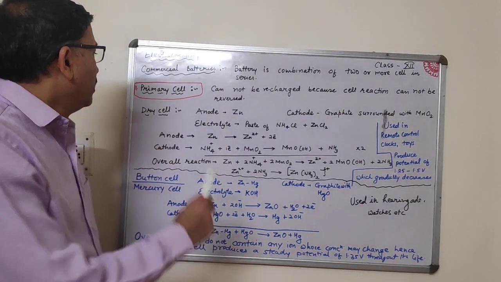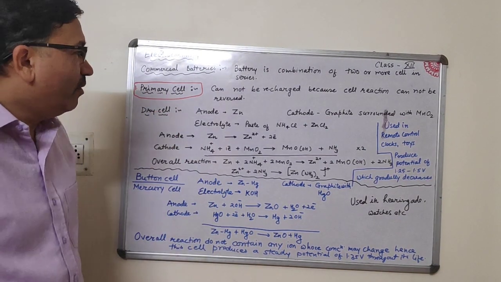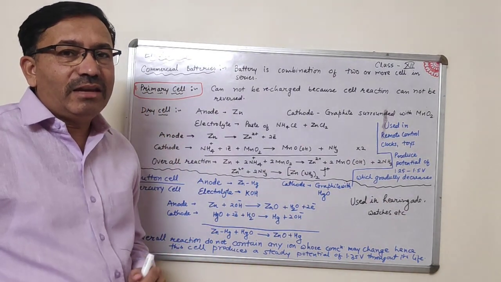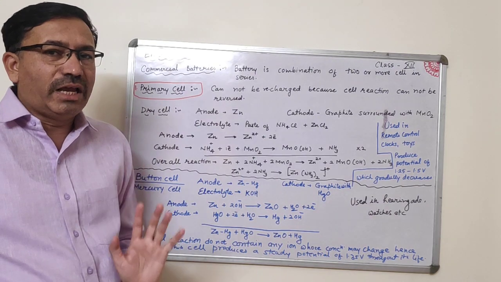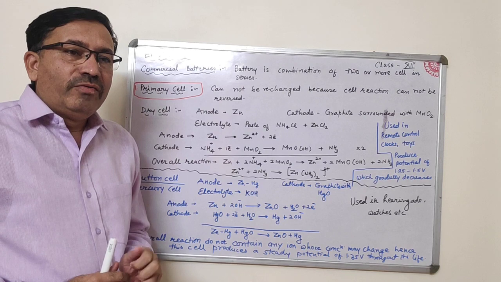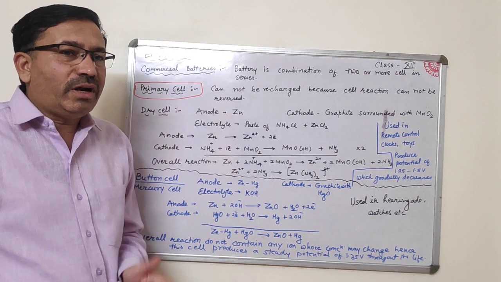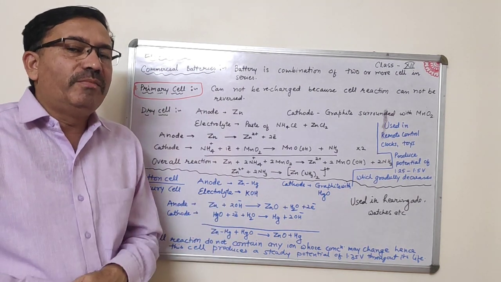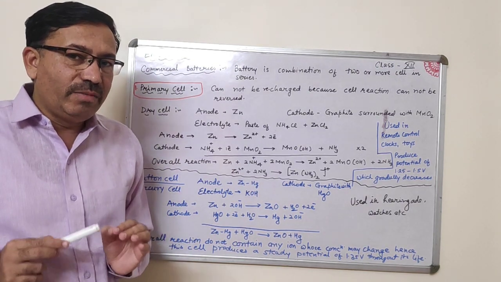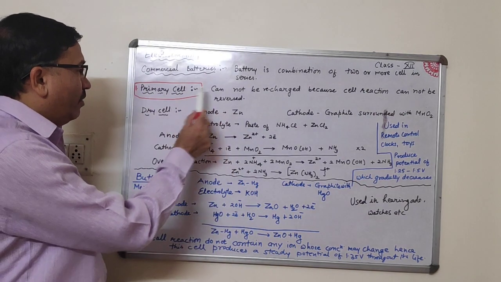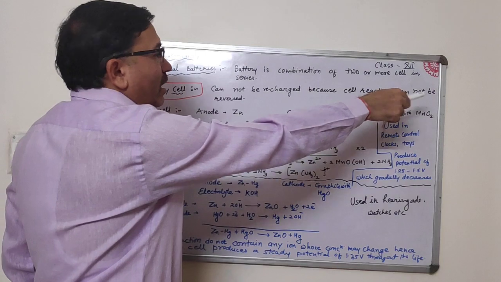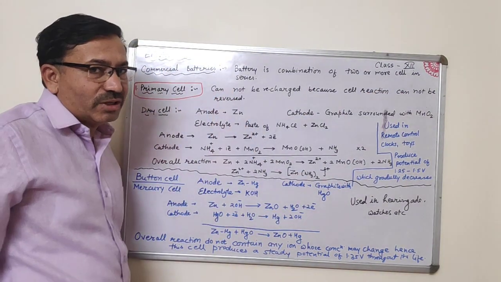So first of all, I am taking the primary cell. What is a primary cell? A primary cell can be used once throughout its life. Once we have switched on the primary cell, we can't recharge it. Once the cell reaction is completed, it cannot be reversed. That's why a primary cell cannot be recharged, because the cell reaction cannot be reversed.